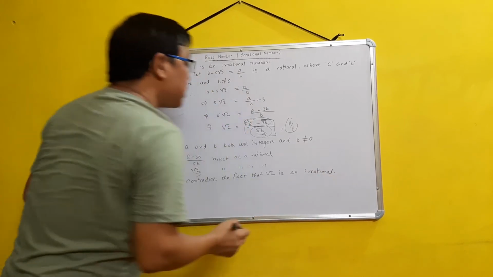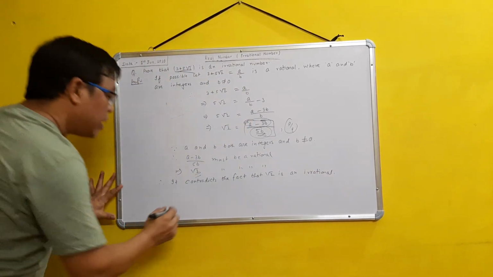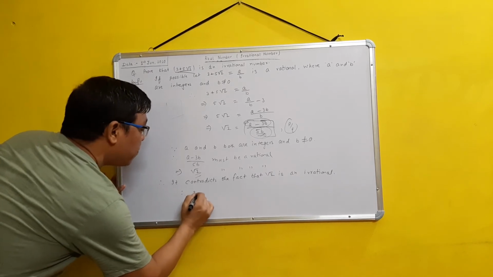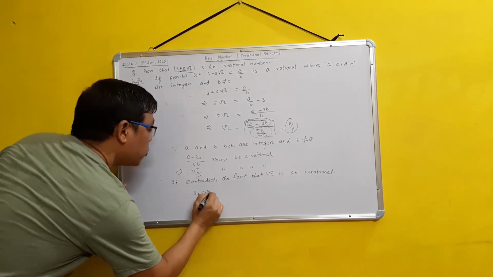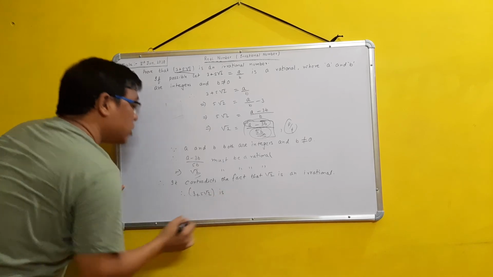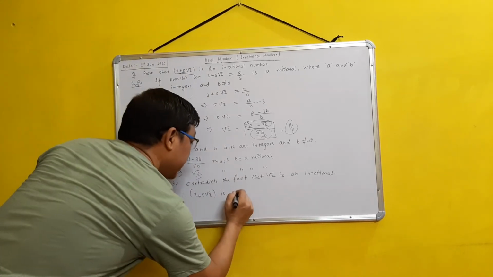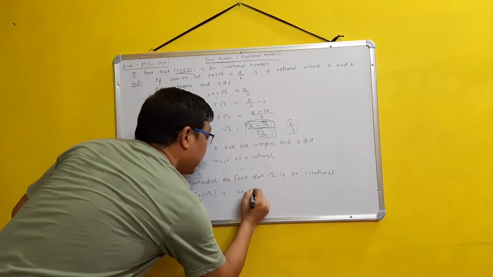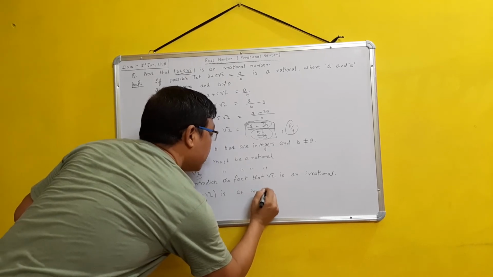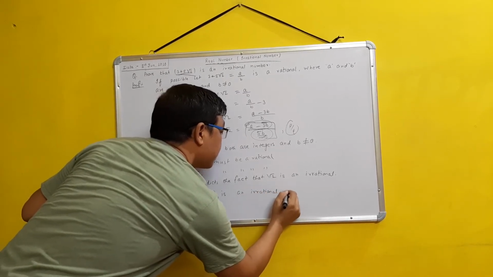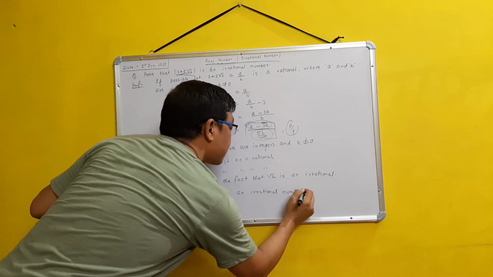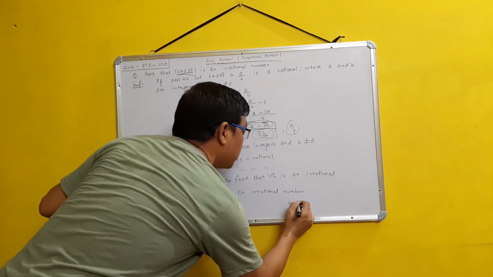Okay, that means our supposition is wrong. Therefore 3 plus 5 root 2 is not a rational number. That means it is an irrational number. Okay, hence it is proved.